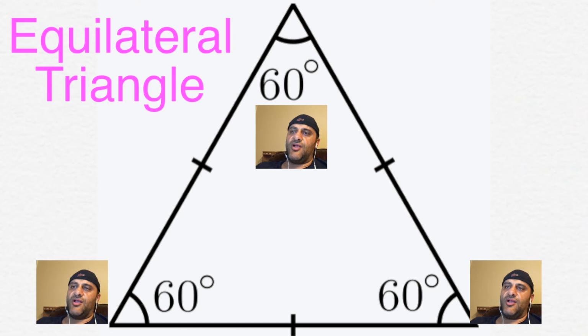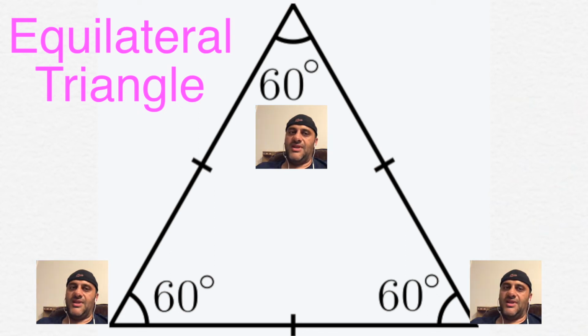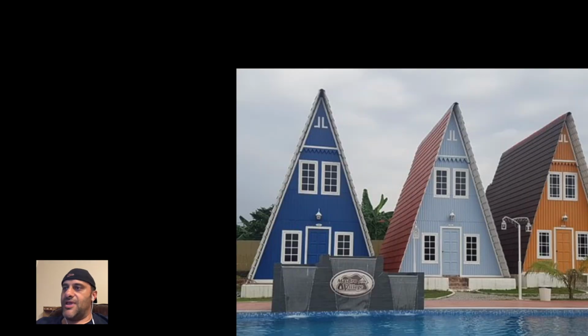An equilateral triangle means every single angle is equal. And because they're all equal, then every side would be equal too. That's an equilateral triangle. Now we're going to play a fun game.